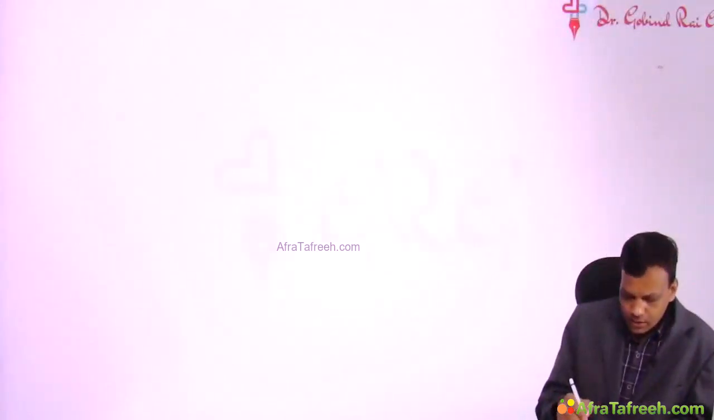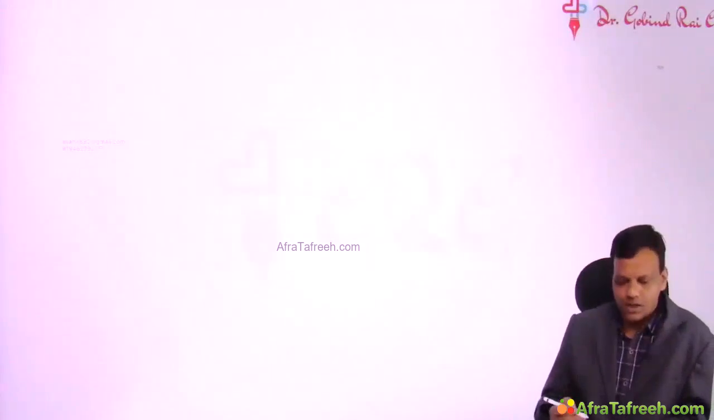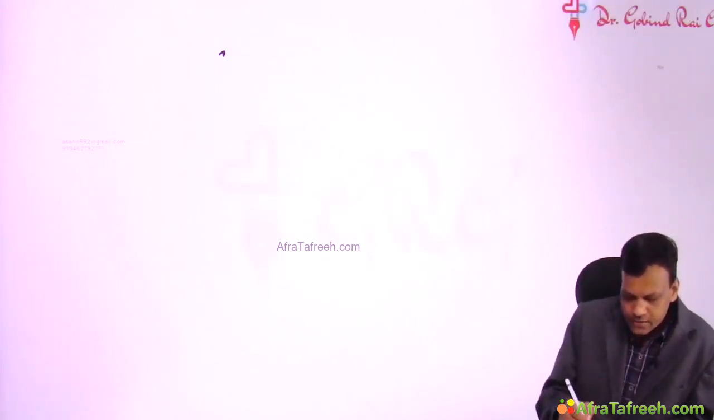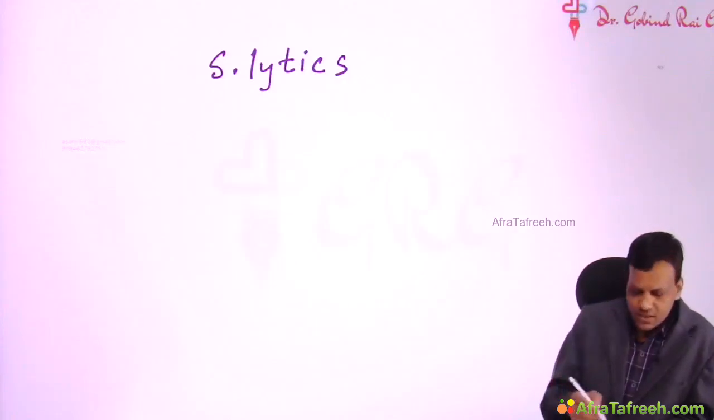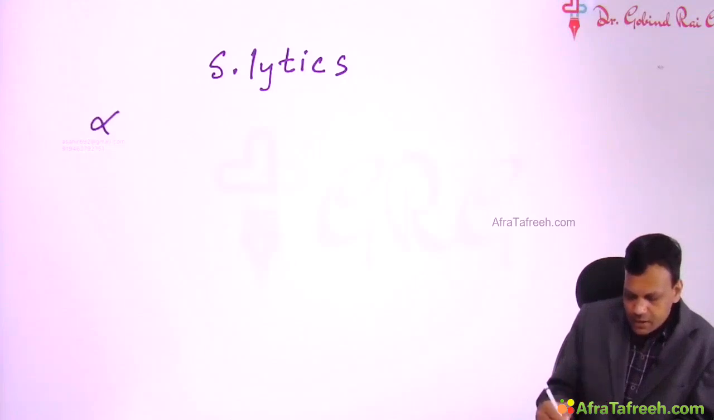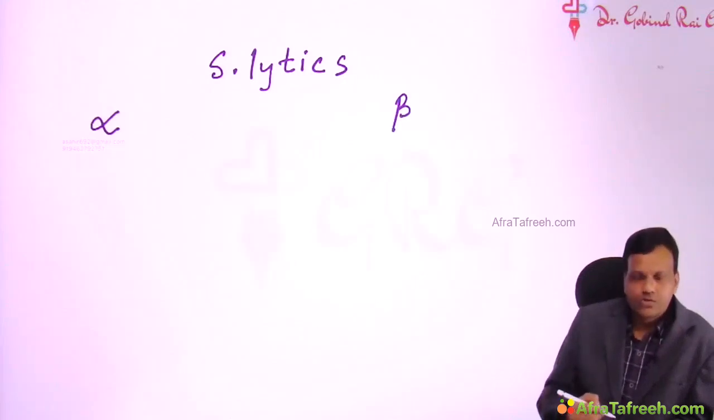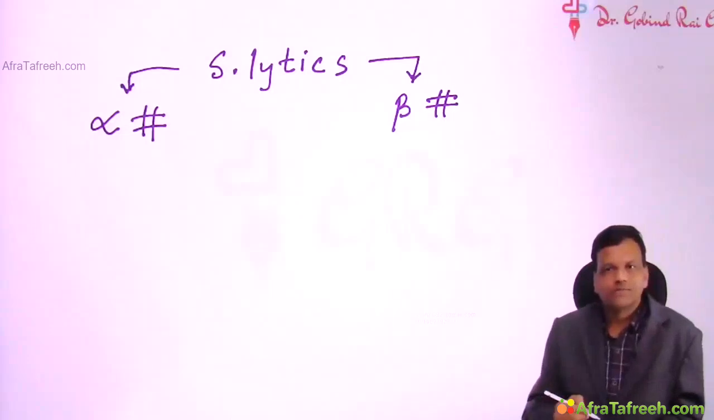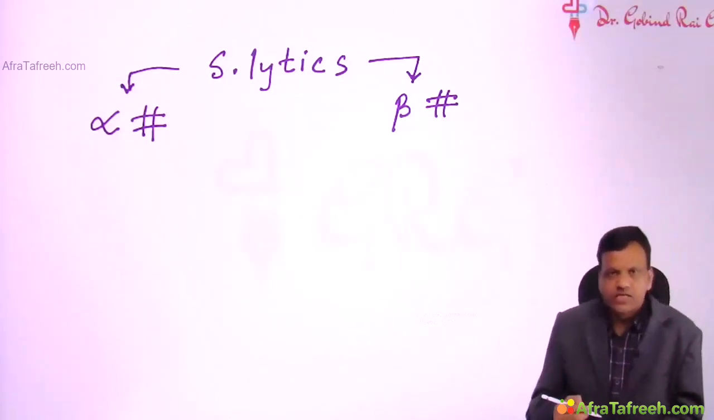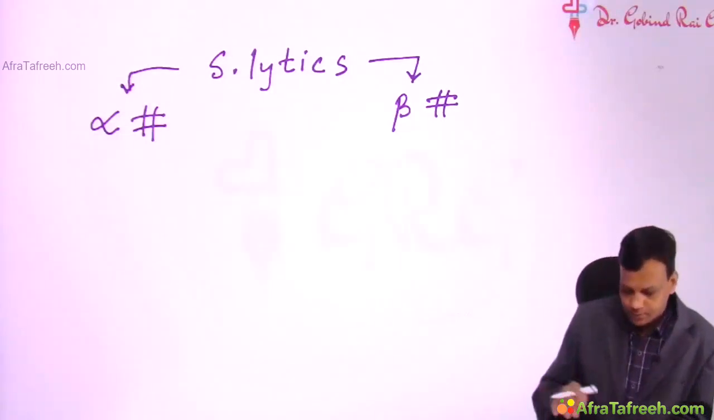Now another important topic, in fact the most important topic, is sympatholytic drugs. These drugs will stop the activity of the sympathetic system, and we have two main receptors in the sympathetic system, alpha receptors and beta receptors. So sympatholytics are broadly divided into alpha blockers and beta blockers. We will discuss these one by one, starting from alpha blockers.